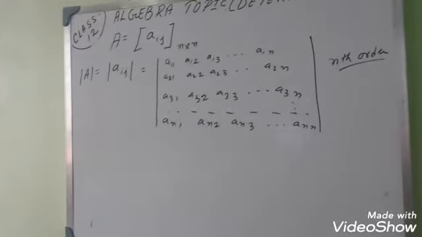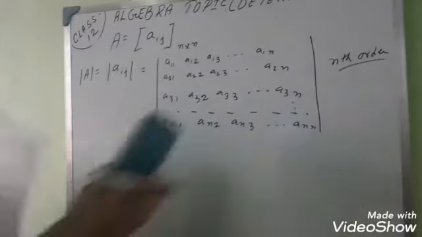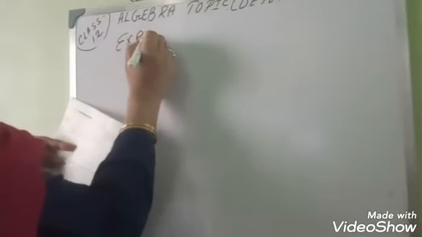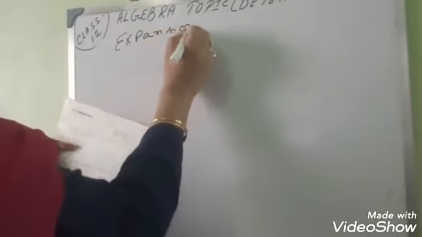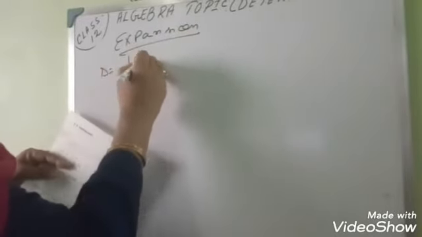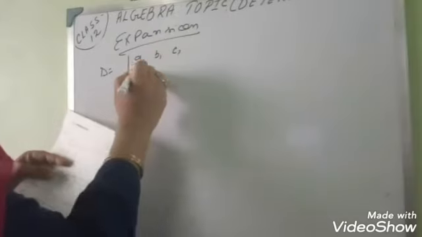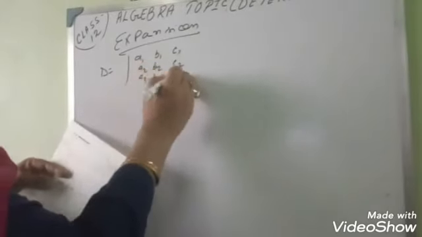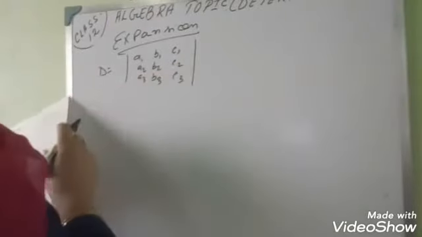Now, what is the expansion of the determinant? How to expand the determinant? It's very, very important. Let D equal a1, b1, c1, a2, b2, c2, a3, b3, c3.